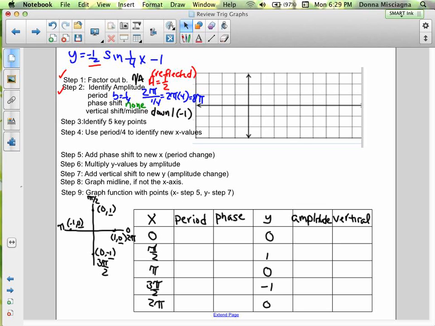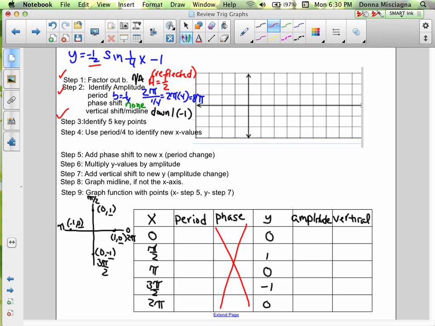Now we need to adjust with period, phase shift, amplitude, and vertical shift. Let's cross off anything we don't need. We had an amplitude change, we have a period change, we don't have a phase shift. So just put an X under phase shift because we don't need it. And we need the vertical shift. So we've identified the 5 key points.